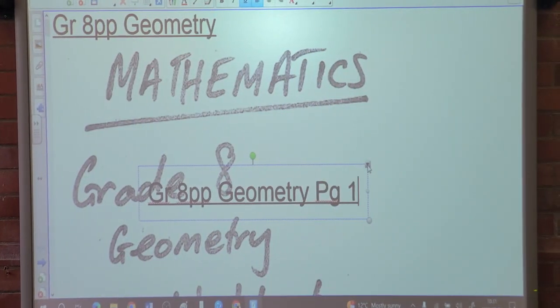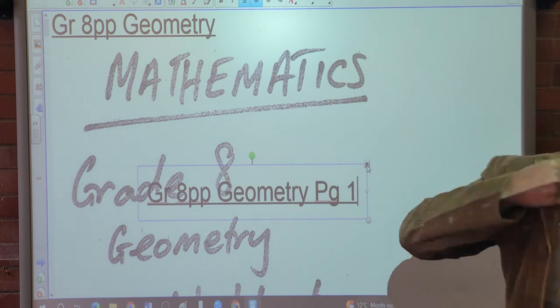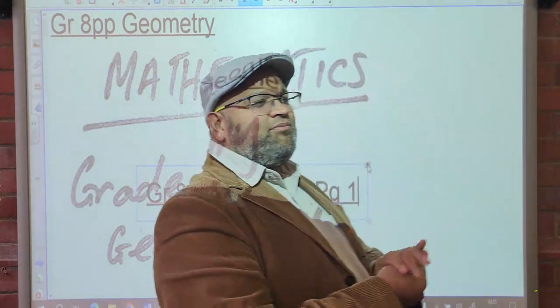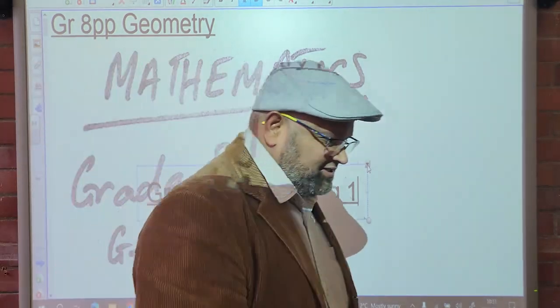So today we're looking at geometry. At this point, we looked at the basics of geometry. We know that angles on a straight line add up to 180. We know that vertically opposite angles are equal. We spoke about angles around a point. And we spoke about complementary and supplementary. Not so? What are complementary angles? Angles that add up to 90. Supplementary angles add up to 180.